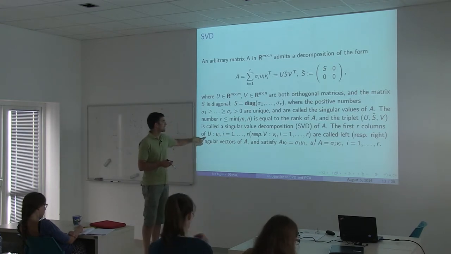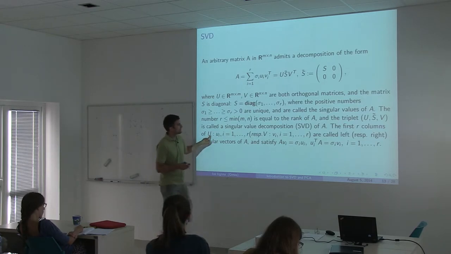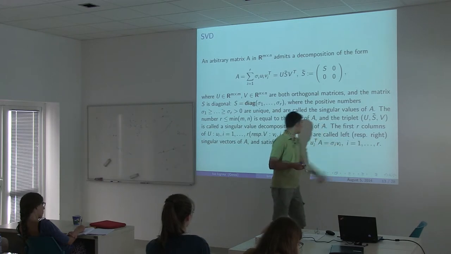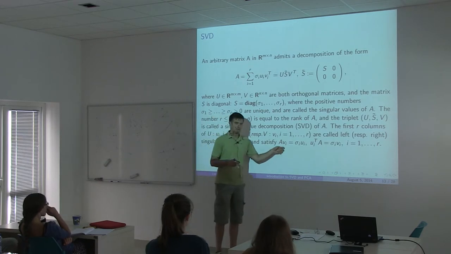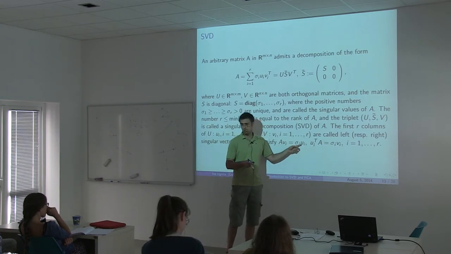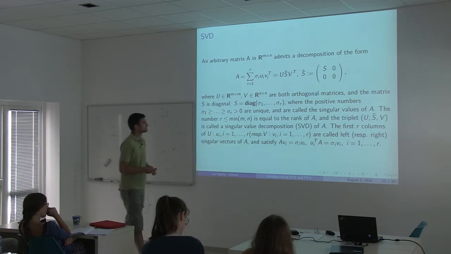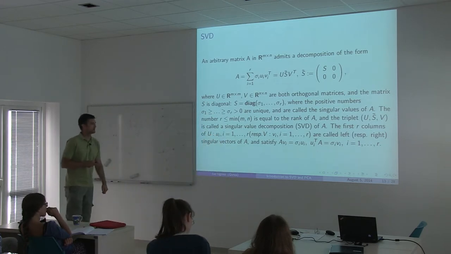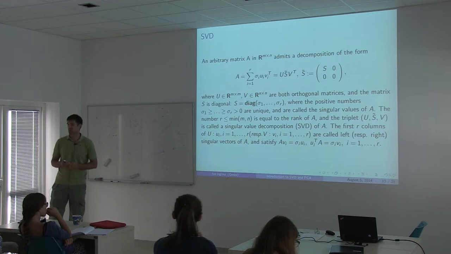The first R columns of U are called left, and from V they're called right singular vectors of A, and they satisfy this: A times V_i is equal to sigma_i times U_i. And also they satisfy U_i transpose times A is equal to sigma_i times V_i transpose. And now when you see something like this, it doesn't seem that interesting, right?